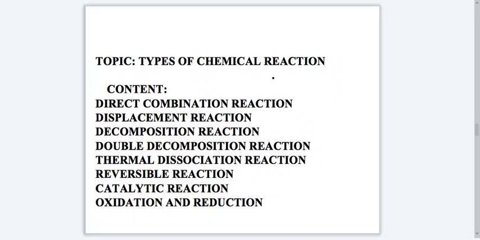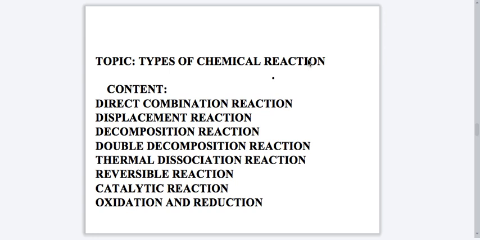Today's topic is types of chemical reaction. Chemical reaction is an example of chemical change. Chemical change is a change that is not easily reversible. It is a kind of change in which new substances are formed. It is a change where there is a change in the mass of substances. Chemical reaction involves all the processes reactants undergo to become products.